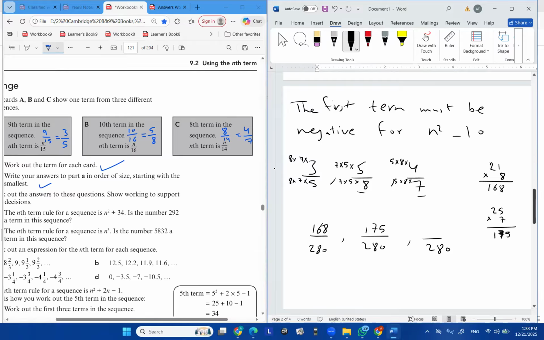4 multiplied by 5 is 20. 20 multiplied by 8, the order doesn't matter in multiplication. That's why I chose to start with 4 times 5, it makes it easier. 4 times 5 is 20. 20 times 8 is 160.